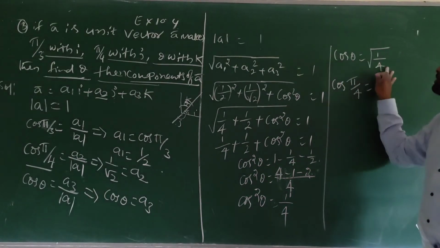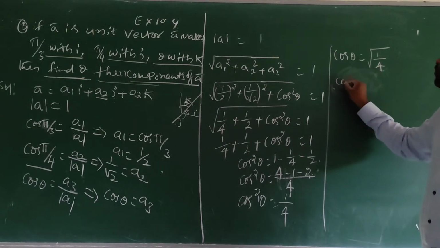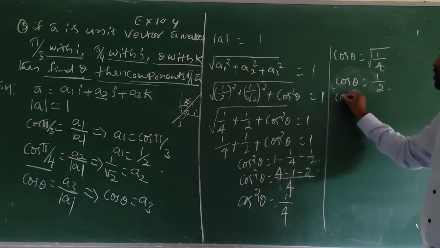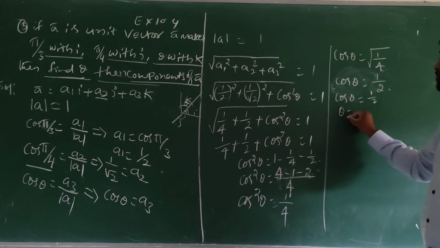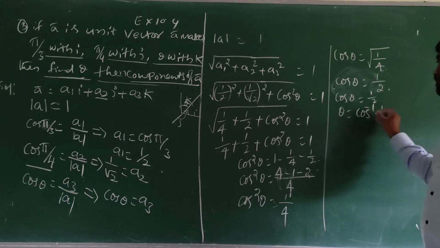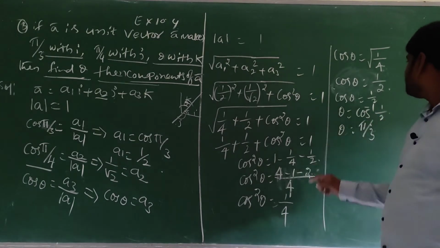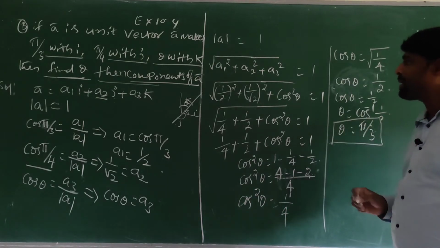Therefore, cos theta is equal to square root of 1 by 4. Therefore, cos theta equal to 1 by 2. Theta is equal to cos inverse 1 by 2. Theta equals pi by 3. Okay. Therefore, cos theta equal to 1 by 2, theta equals here pi by 3.